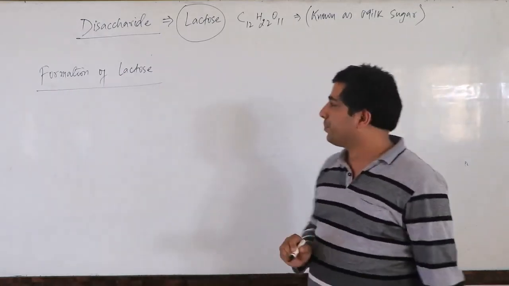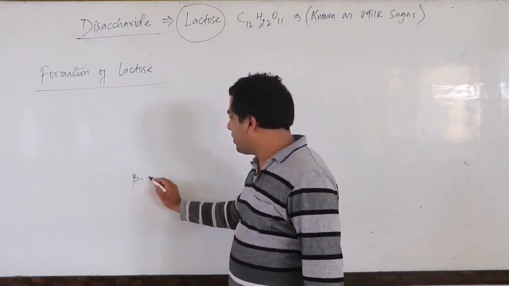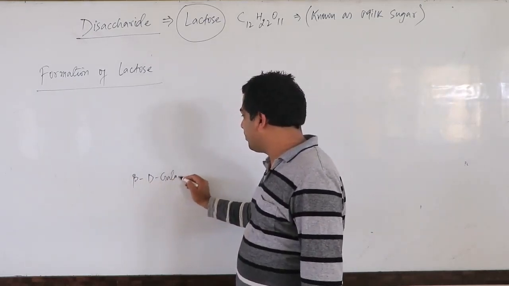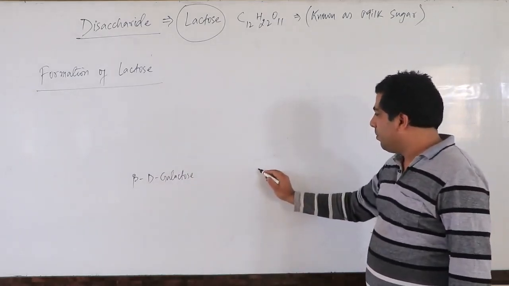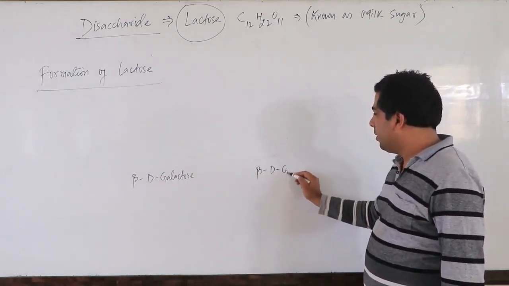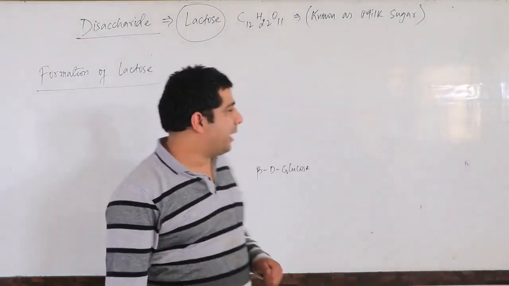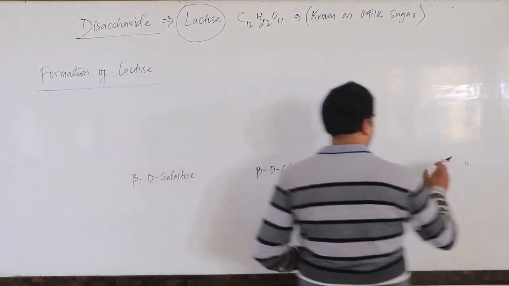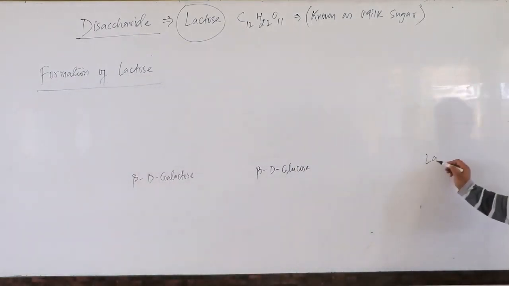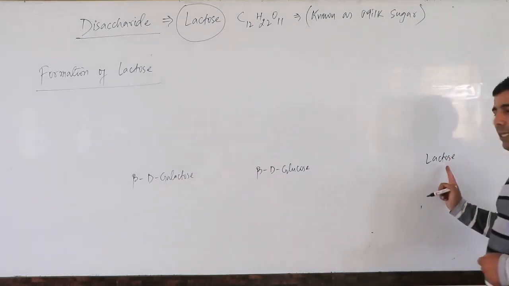Have a look. We need two molecules here. As I mentioned, I need beta-D galactose and I need beta-D glucose. Correct? These two molecules, so that when I make them react, I should get a molecule called lactose, which is a disaccharide. When this will react with this, I should get lactose.